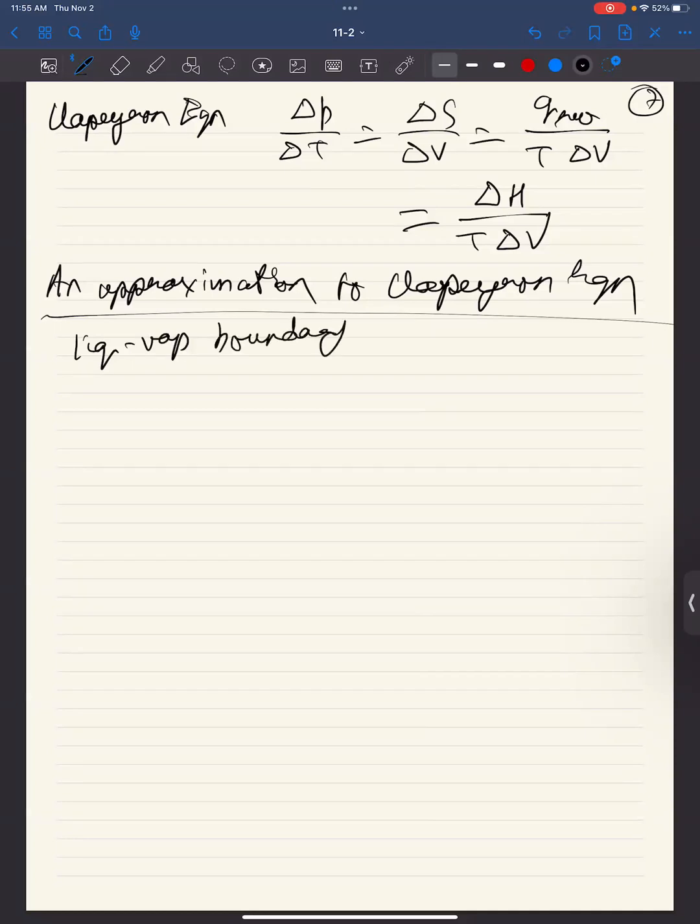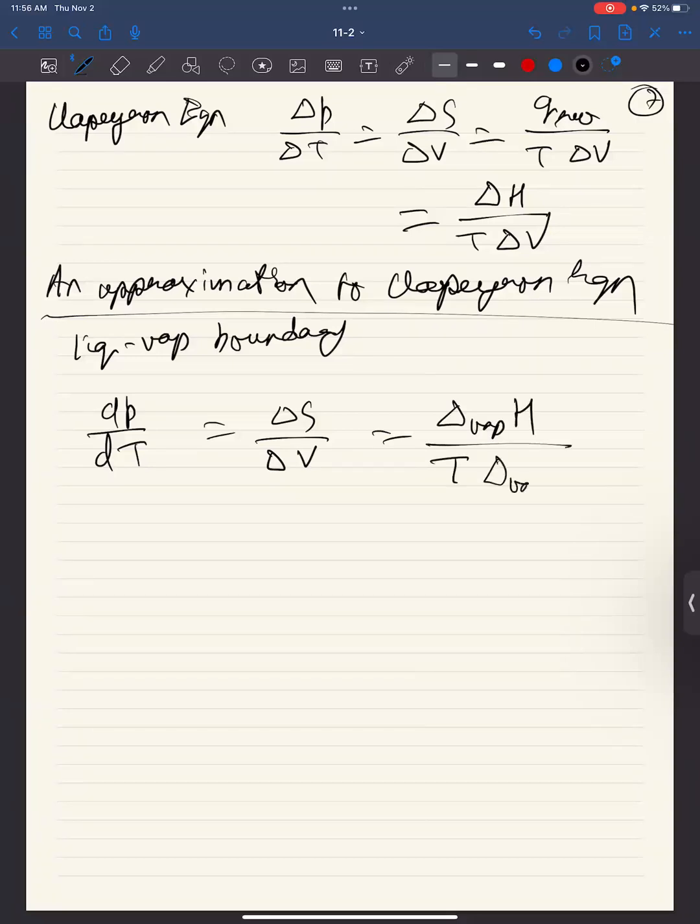If I look at the liquid-vapor boundary, then dP by dT is equal to delta S by delta V, is equal to the vaporization enthalpy divided by temperature divided by the change in volume during vaporization. So what I'm going to do here is look at this, and this is V gas minus V liquid, right? That is exact. There is no approximation so far. Now comes the approximation.